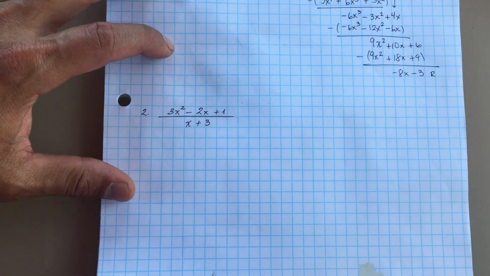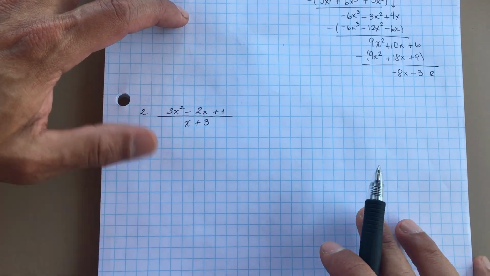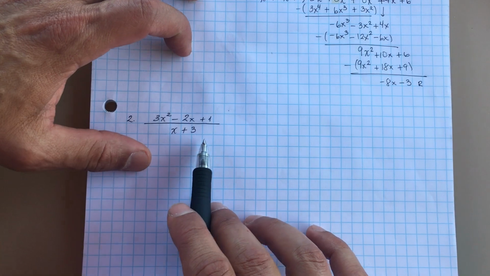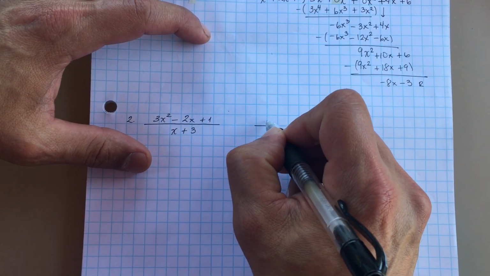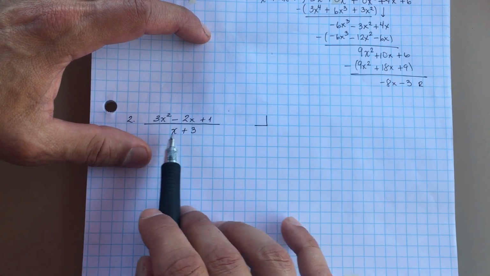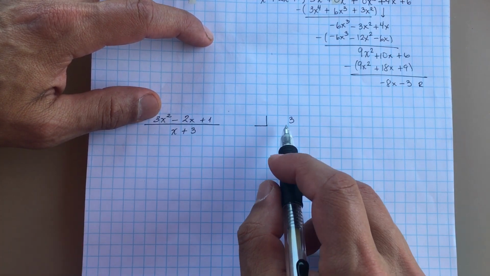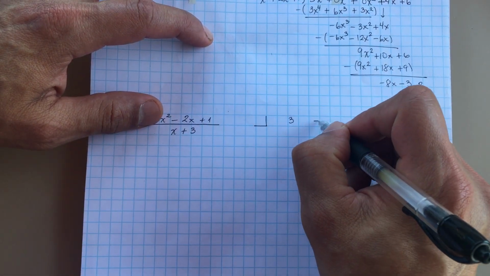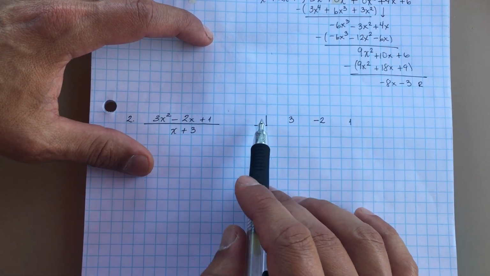Now for synthetic division, we can do polynomial long division, but there's a way to do it more quickly. This is how you do it. You're going to write here the coefficients, just the coefficients. So we're going to write 3, and that's the x squared. Then we're going to do the x, which is negative 2, and then you're going to do the positive 1. So just the coefficients.